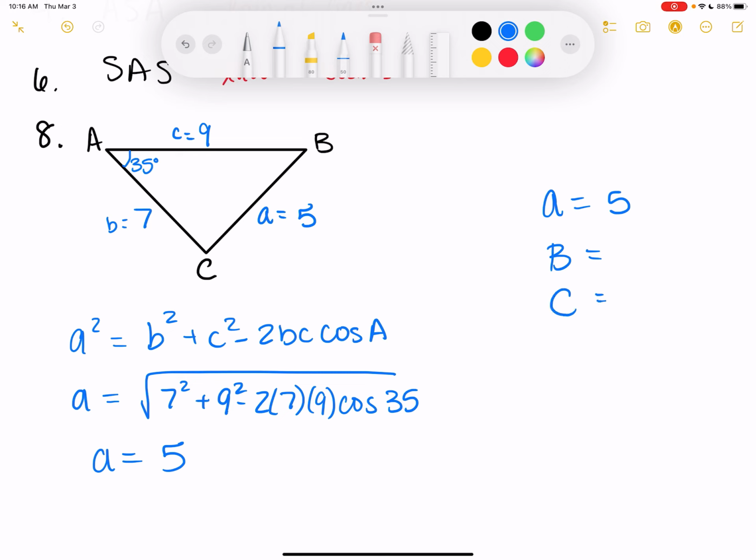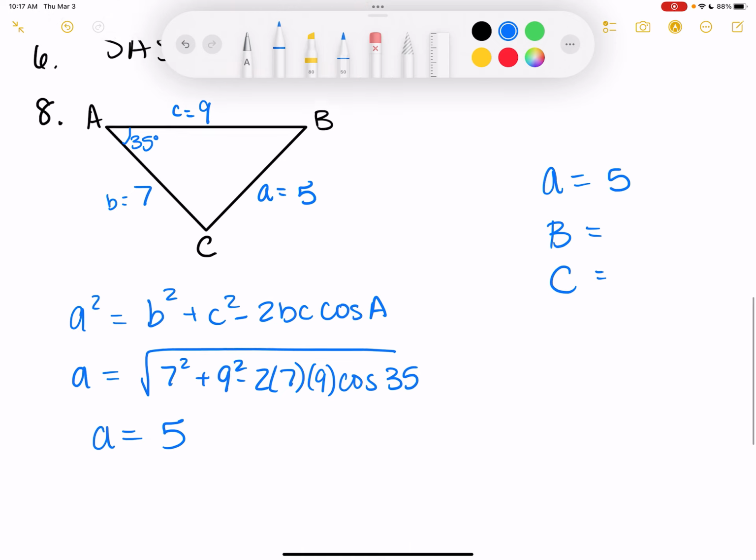I zoomed. You zoom. I didn't because I had to make sure I put like 1,000. I got 5, okay. All right, so now what am I going to solve for next? Angle B, okay, because it has the next smallest side.